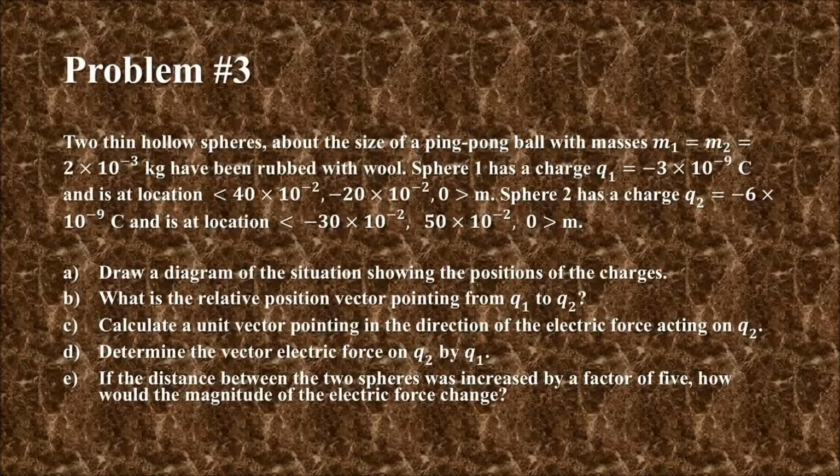Two thin hollow spheres about the size of a ping pong ball with masses m1 equals m2 equals 2 times 10 to the negative third kilograms have been rubbed with wool. Sphere 1 has a charge q1 equals negative 3 times 10 to the negative 9 coulombs and is at location 40 times 10 to the negative second i hat, negative 20 times 10 to the negative second j hat, and 0 k hat meters.